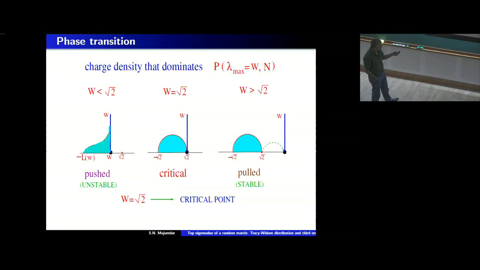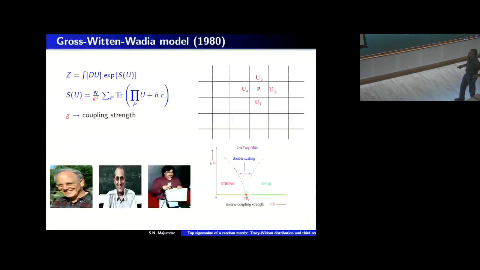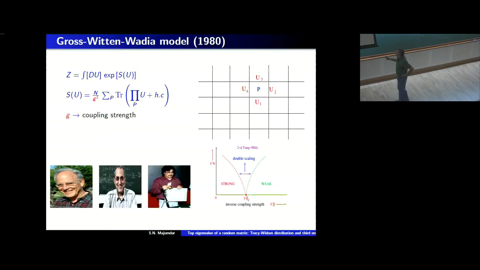So this picture, in spirit, this third order phase transition, is very similar to the one that was found by Gross, Witten, and Wadia in the 80s. And in fact, you can also find a nice review by Marcos, who is here. He in fact has a book now on these problems. The Gross-Witten-Wadia model was just a two-dimensional lattice gauge model where, on a link, you have the Wilson action, where U is an n by n unitary matrix, and the action is 1 over g squared times the trace, over a plaquette, of the product of the U's plus the conjugate.